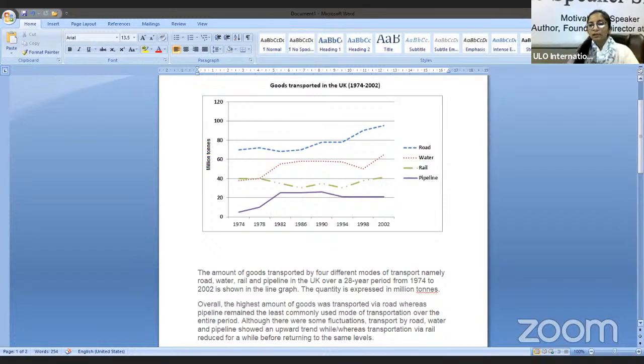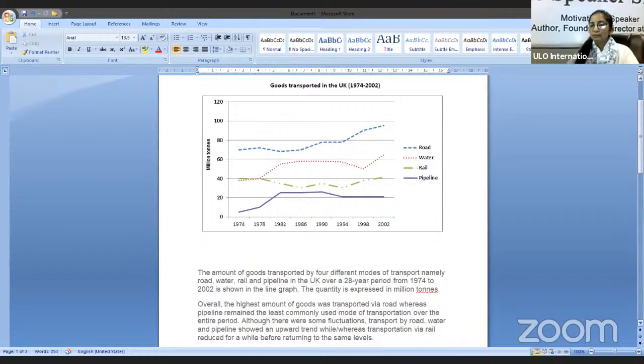So the first line we will write the highest amount and the lowest amount. The highest amount of goods was transported by road, whereas the pipeline remained the least commonly used mode of transportation over the entire period. The entire period is from 1974 to 2002.